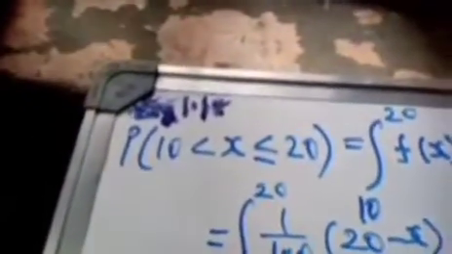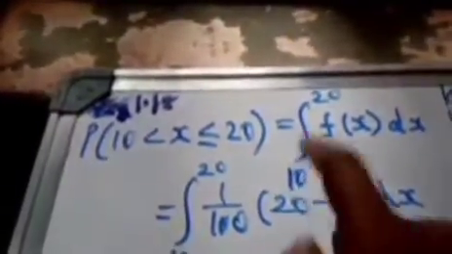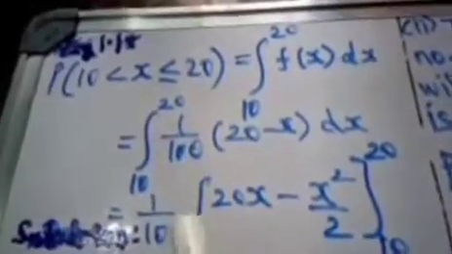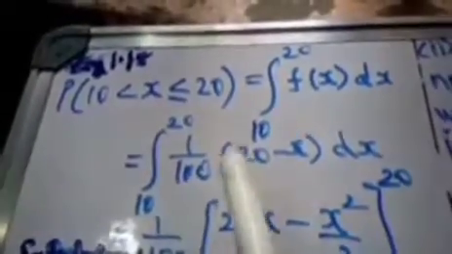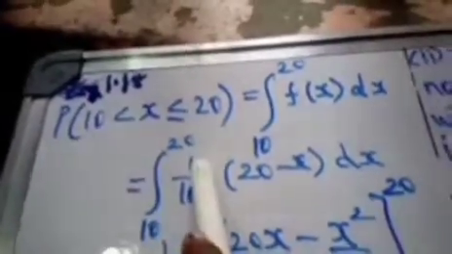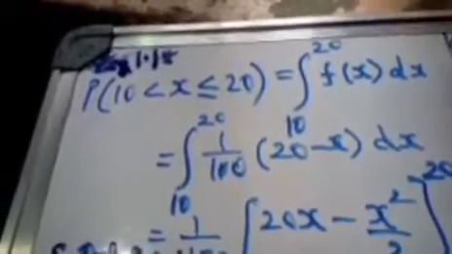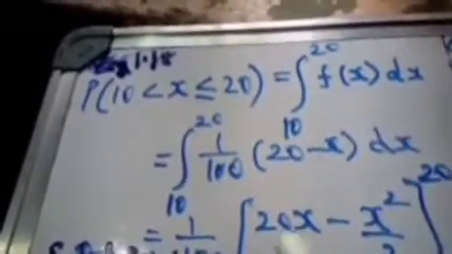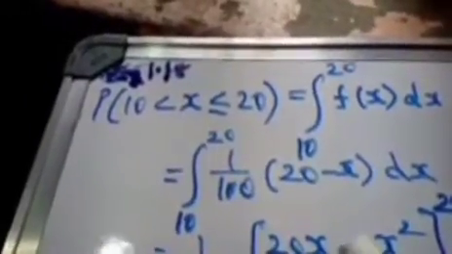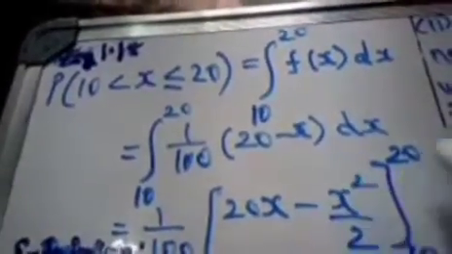Then only we will write P(10 < x ≤ 20) equals integral from 10 to 20 of f(x) dx. Whenever it is more than 10, the upper value is 20 only, so we take P(10 < x ≤ 20), with lower limit 10 to 20 of f(x) dx. So integral 10 to 20 of f(x) is a(20 − x). The value of a is 1 by 100, and 20 minus x dx.